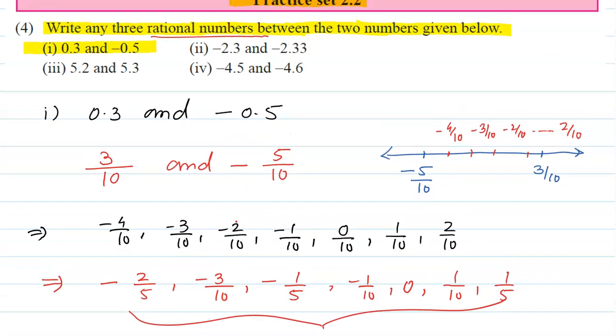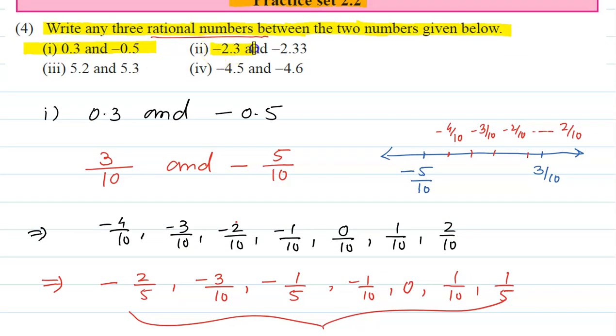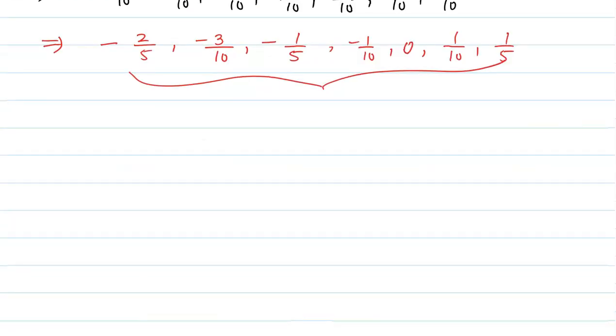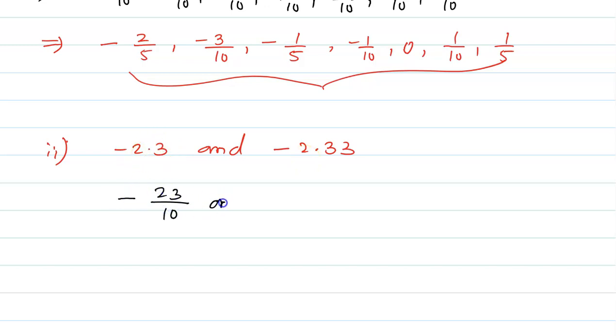Now look at the second sub question. It is of the form minus 2.3 and minus 2.33. So I am writing here, we have to write three rationals between minus 2.3 and minus 2.33. So first of all, try to convert those decimals into rationals. After one place we have the decimal, so we get minus 23 divided by 10, and after two places we have the decimal, so we get minus 233 divided by 100.